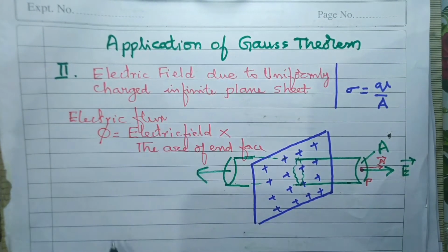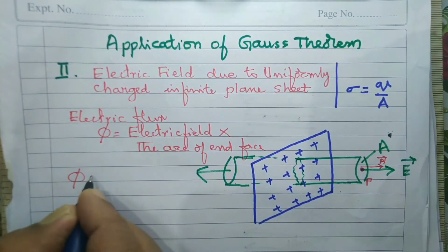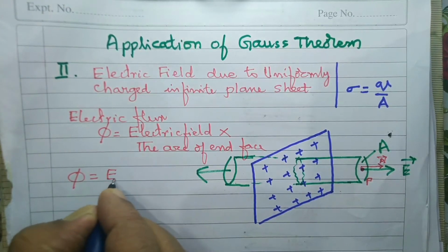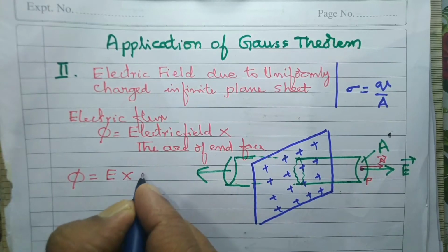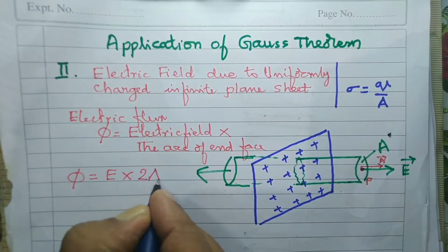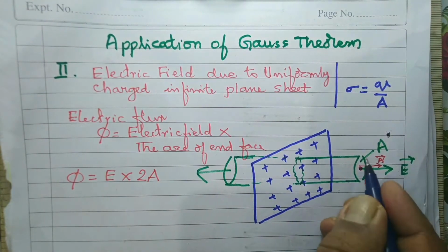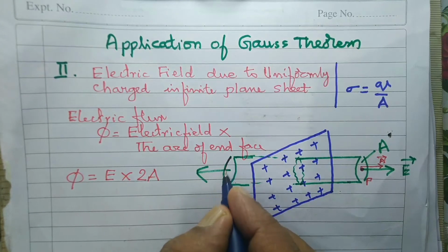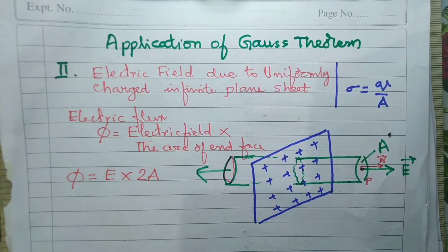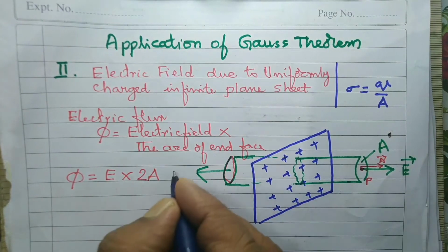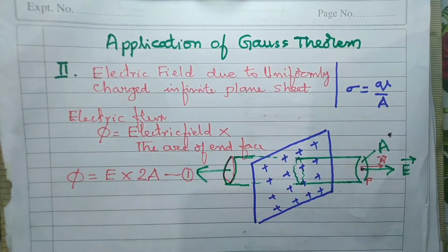Now, here phi I am writing again: phi is equal to E multiplied by 2A. You may ask why 2A? Because here you see, this side it is covering area, this is also area. Both the areas I am considering. So I am taking both the circular caps' area. This is a circular cap, this is a circular cap, both the caps' areas we are taking. Now this is equation number 1.